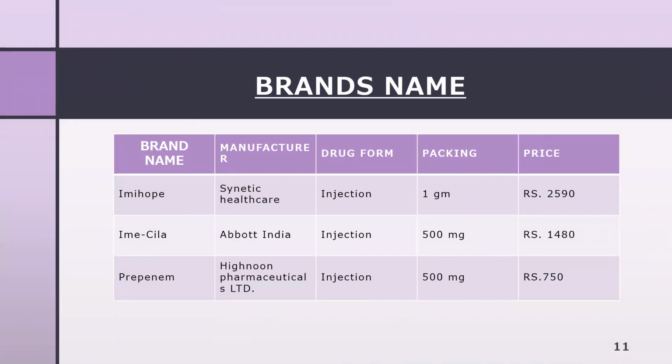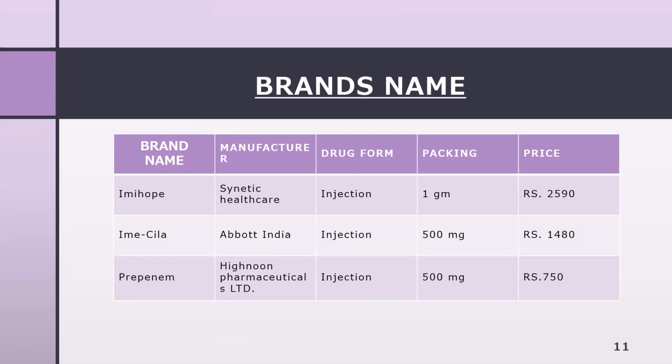Here are some brands of cilastatin. So brands are divided according to their costs. First one is highly costed, second one is moderately costed, and third one is low cost. So first is Hope, manufactured by Scientific Healthcare in injection form in the packing of 1 gram. Its price is rupees 2,590.